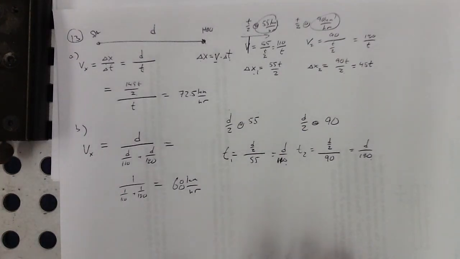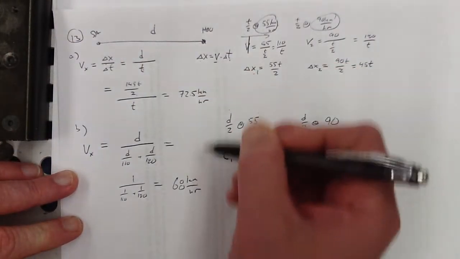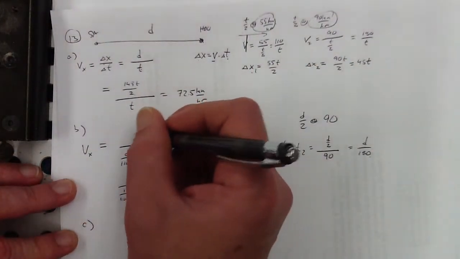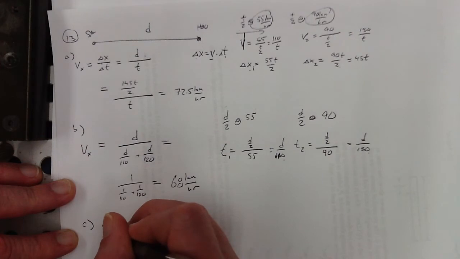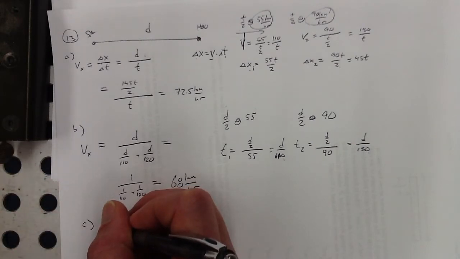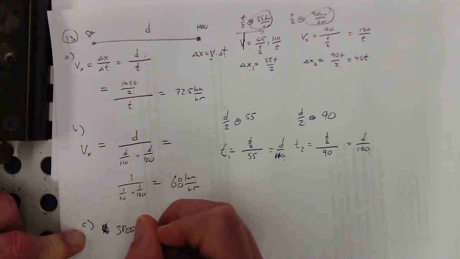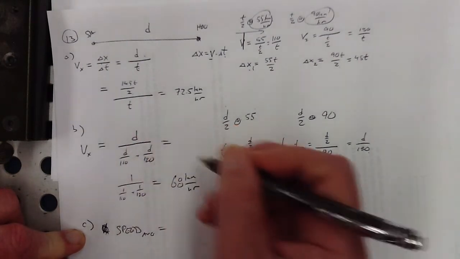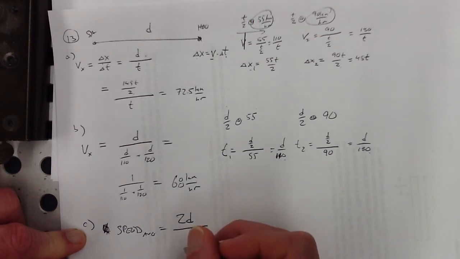And then C, what about for the entire trip? Well, for the entire trip, I'm doing the same distance. This is the average speed, so I'm looking at the total distance. I don't care that I turned around. Is that correct? Yes, average speed. So the speed is the total distance, which is going to be 2d, divided by the total time.